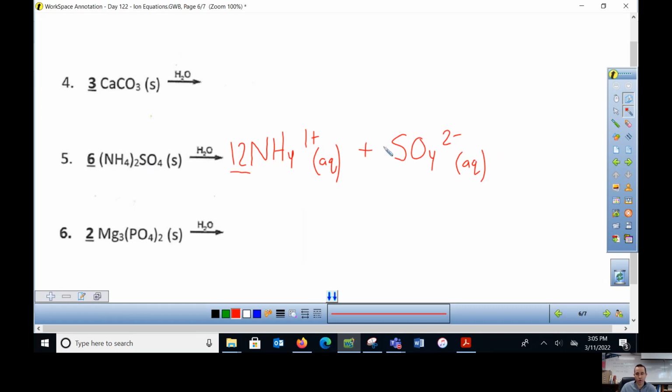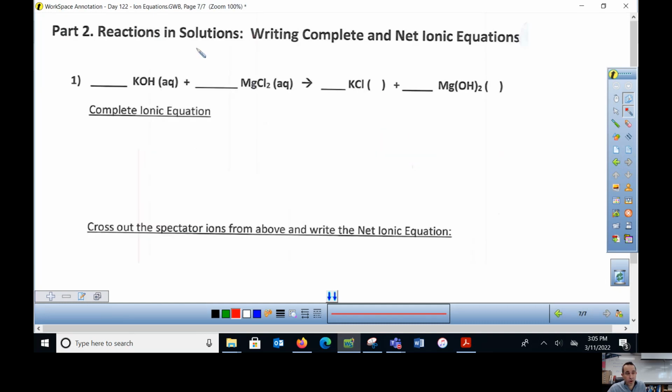And instead of having just 1, 1 times 6 is 6. We would have 6 sulfates. So 12 ammoniums and 6 sulfates would split apart and dissolve in the water. All right, so you can try to do 2, 4, and 6. I'm going to post an answer key to this so you can check your work. Let's look at what you do for part 2.